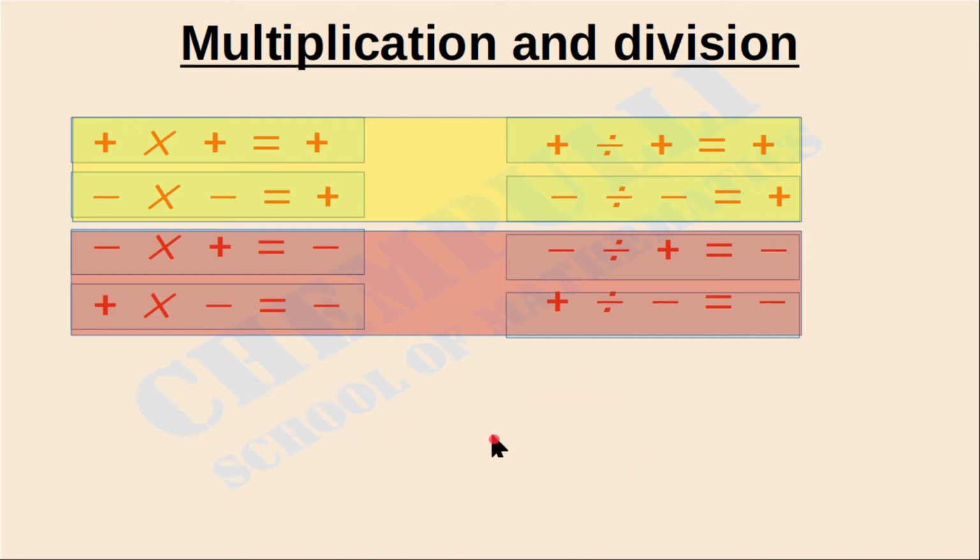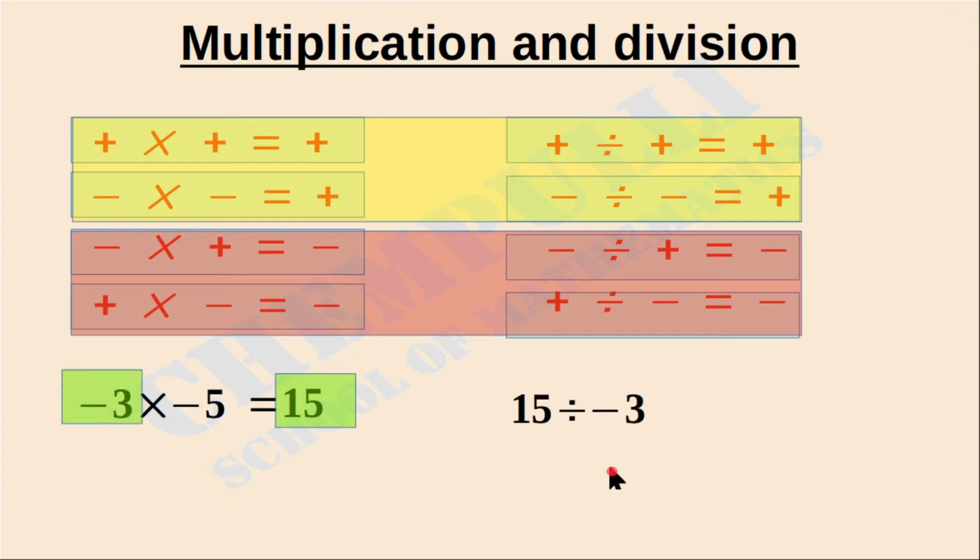Next question. Negative 3 times negative 5: you can check both number signs. Both are the same, so the answer is positive 15. Then for the division case, we take positive 15 and negative 3. Positive 15 divided by negative 3: from here we know the answer is negative 5.